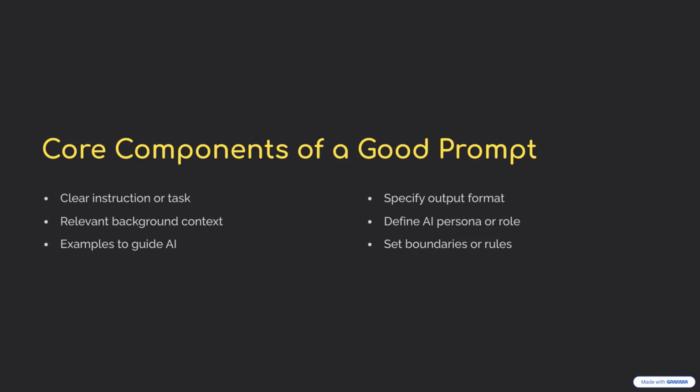Go over that limit, and it might just ignore the start of your prompt or the end. Something to be aware of. Definitely. Another big one is providing examples. This is often called few-shot learning. Yes. Showing the AI what a good answer looks like.